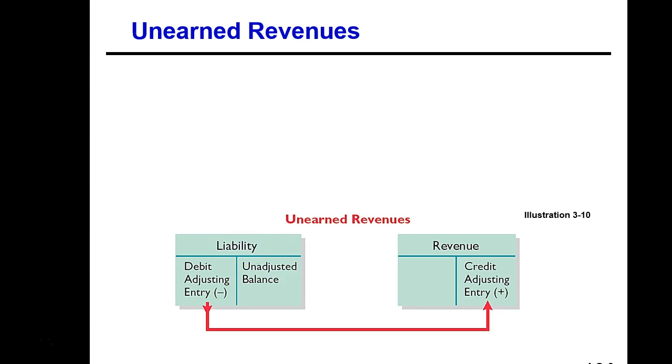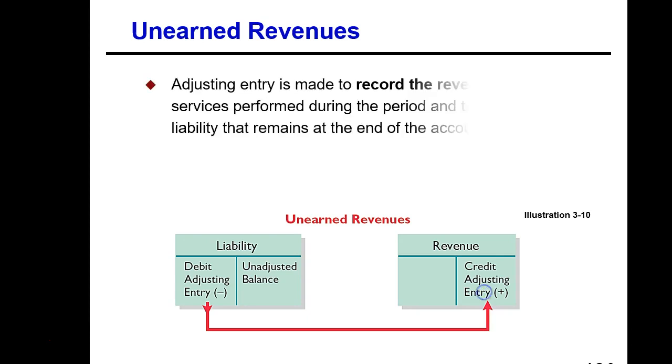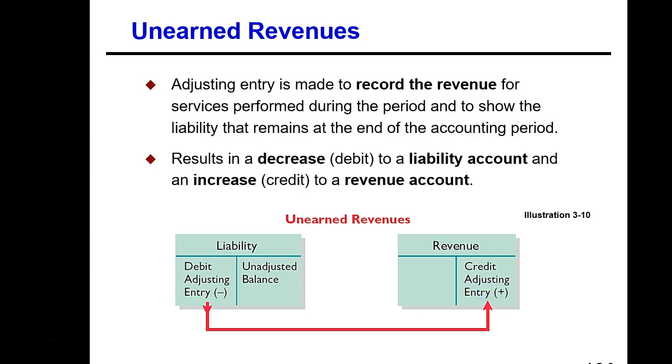When you make the adjustment for the amount that's been earned, you're going to debit the liability account, which will be the unearned revenue account, and recognize an actual revenue account. So the purpose of the adjustment is to show what portion of the unearned revenue, a liability, has now become actual revenue by the end of the accounting period. So you make the adjustment, again, you're going to debit a liability account and you're going to credit a revenue account.